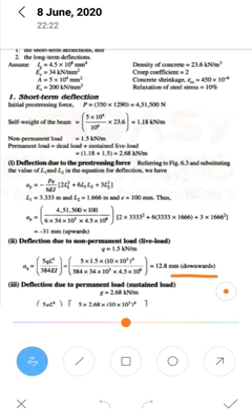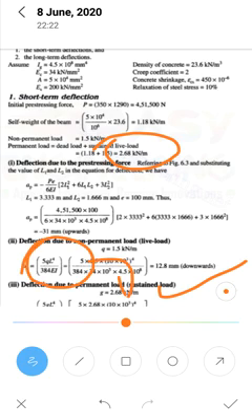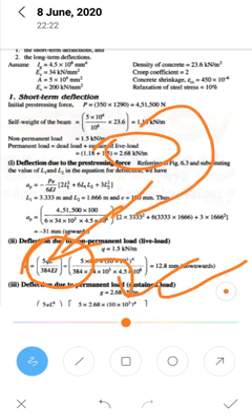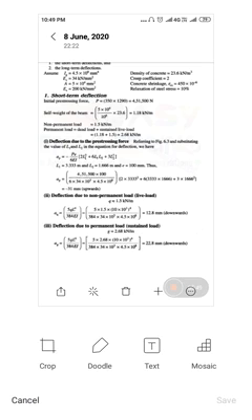Okay, next is the deflection due to the permanent load. Whatever load we have calculated, that G as 2.68, that load you have to take. Here the same equation you have to use, but instead of Q you have to use the G value of 2.68.